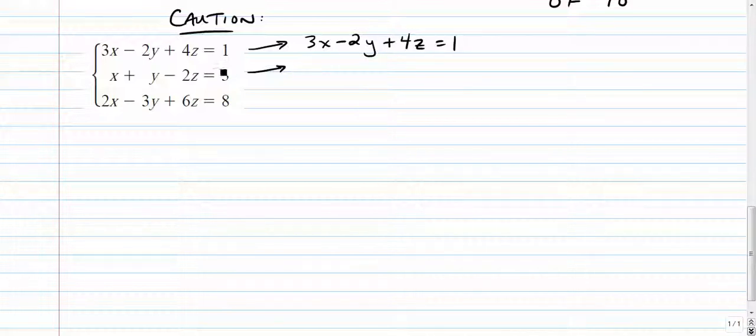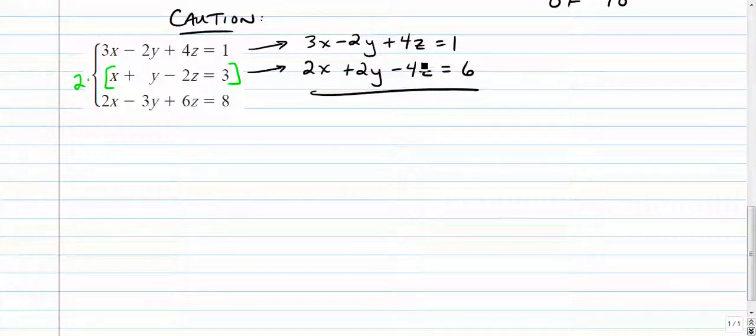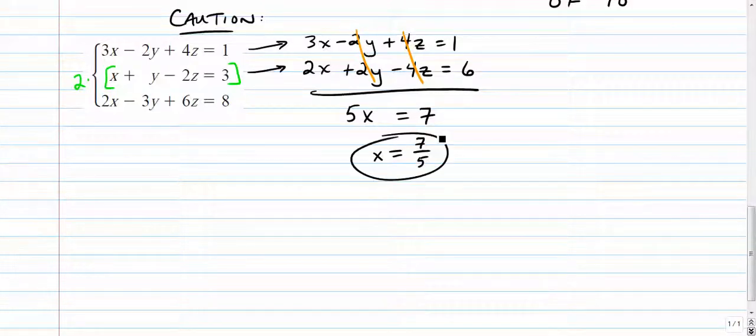I multiplied the whole middle equation by a number that will get the y's to cancel, which of course is positive 2. So I got 2x plus 2y minus 4z equals 6. Nice cancellations right here and here. Whenever two things cancel, that's usually a good sign. 3x plus 2x is 5x equals 7. Alright, and here we go with some fractions. So there's the x value. Okay, great.